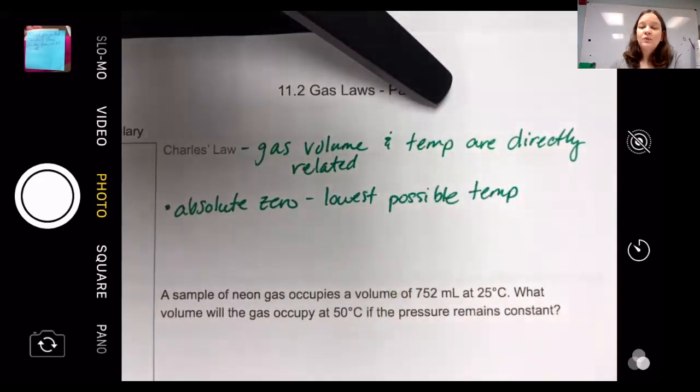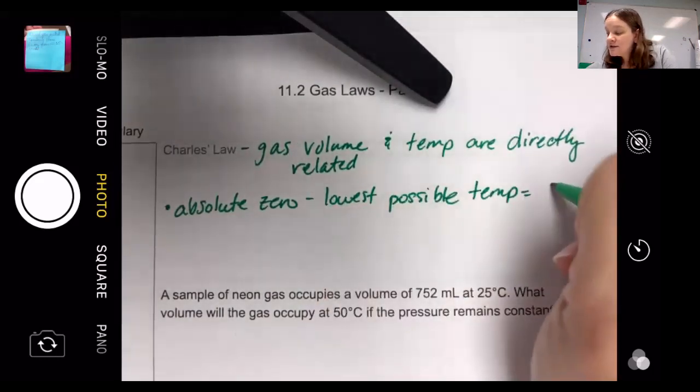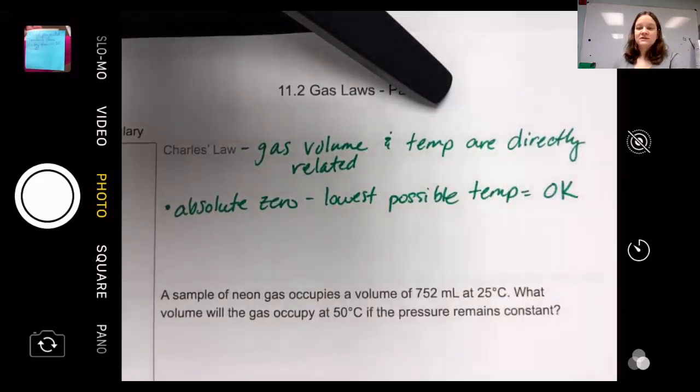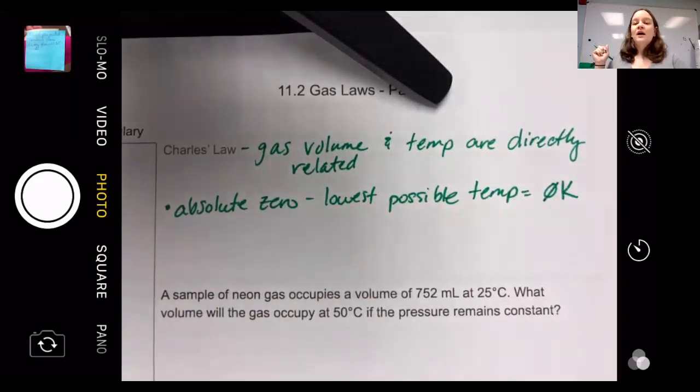It's the point from where we can no longer remove any heat. So on our Kelvin scale, it is 0 kelvins. Kelvin does not use degrees, it's just kelvins. So Kelvin, and I'm going to put a line through that so it's a 0 and not an O.